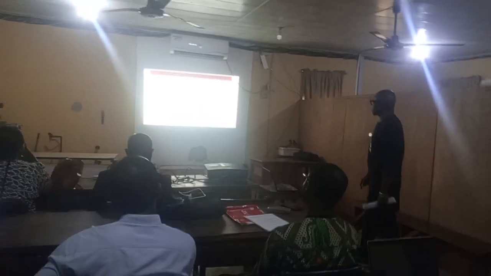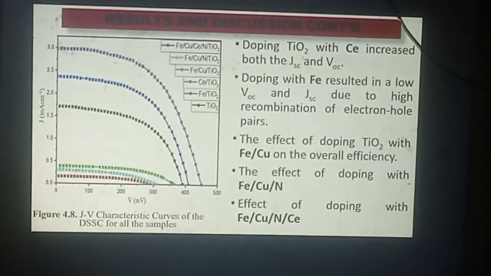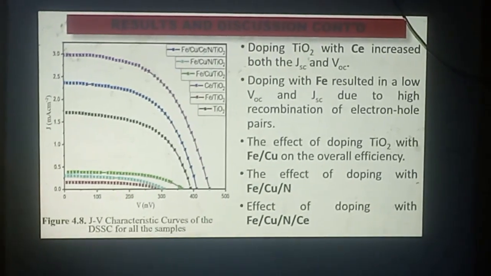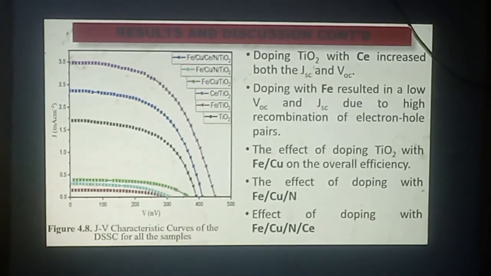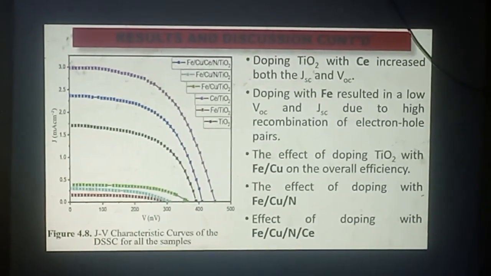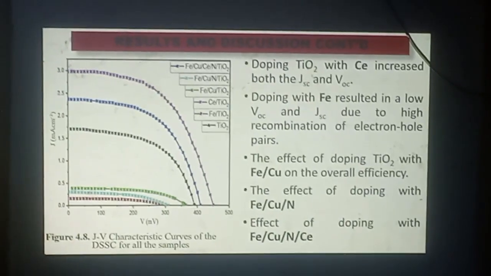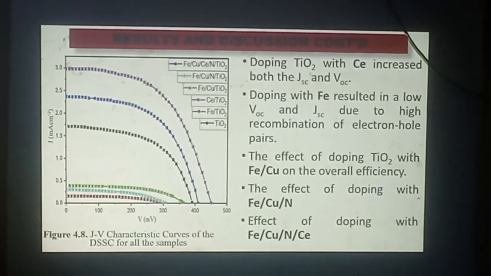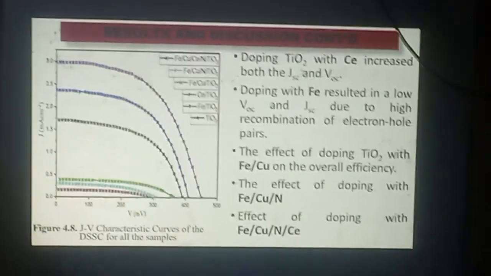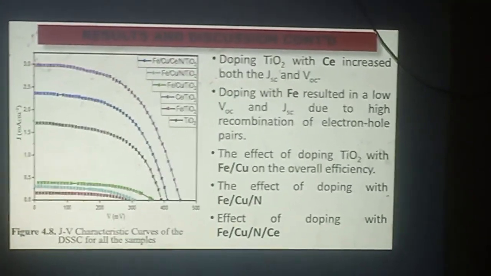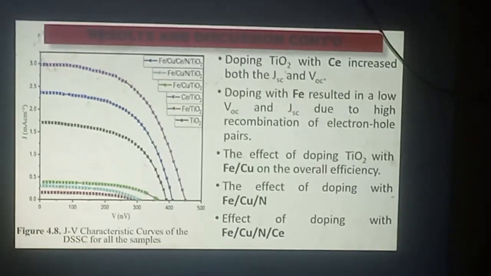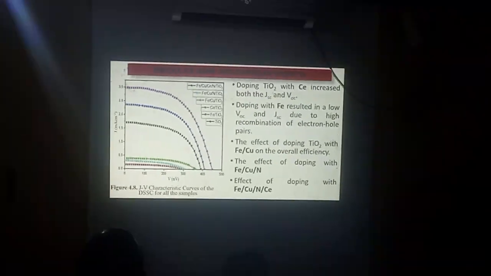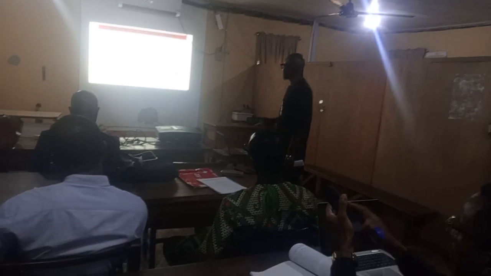Iron, copper, nitrogen, cerium. Then doping TiO2 with cerium, from our discovery, actually gives us the highest efficiency, followed by doping with iron, copper, nitrogen, and cerium. Then doping with iron alone actually reduces the efficiency, through the VOC and the current density. Then, by adding copper to that, it actually improves the VOC and the current density.